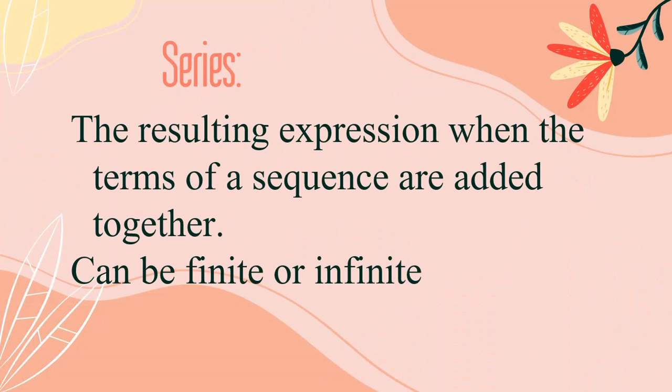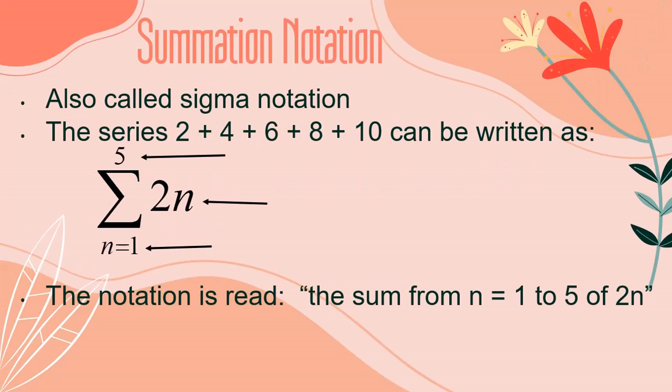Well, a series is just the result of an expression when the terms of a sequence are added together. These can be finite, meaning a series ends at a particular point, or infinite, meaning it goes forever. Basically, a series is a sequence when we add stuff together. To add things together, we call this summation notation, also called sigma notation. So I could write the series 2 plus 4 plus 6 plus 8 plus 10 as the following.